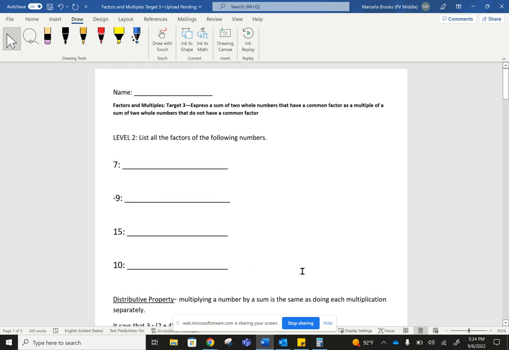Today you are going to learn how to express a sum of two whole numbers that have a common factor as a multiple of a sum of two whole numbers that do not have a common factor.